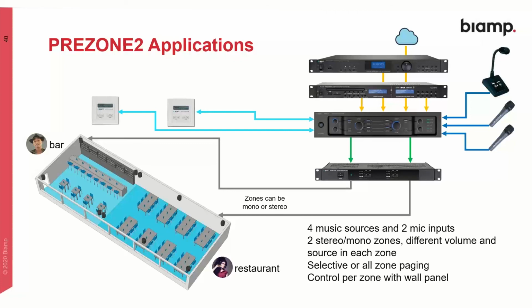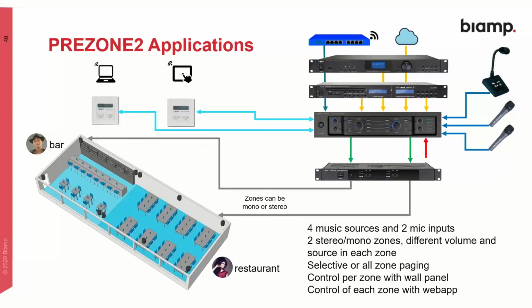And then we have control side, a control per zone with a wall panel, and a control of each zone via the web app. And then, of course, the emergency override is there. So if there is a fire alarm activated, it can mute or disable the PREZONE2 so that there's no sound coming from this device. So that's a pretty generic system with pretty much all of the facilities used on the PREZONE2. But you can see, hopefully, that that's giving you some ideas of applications here.